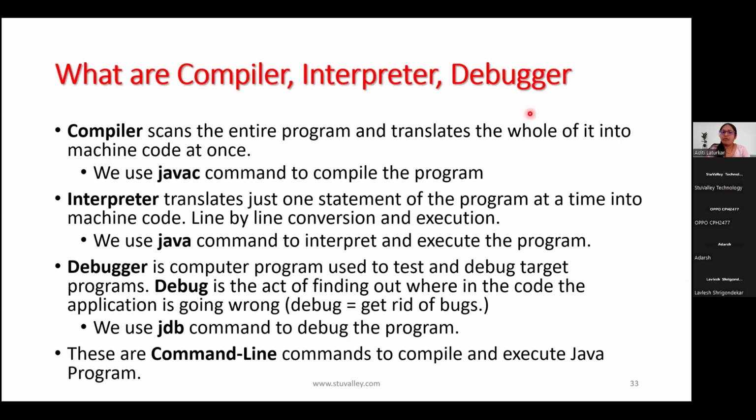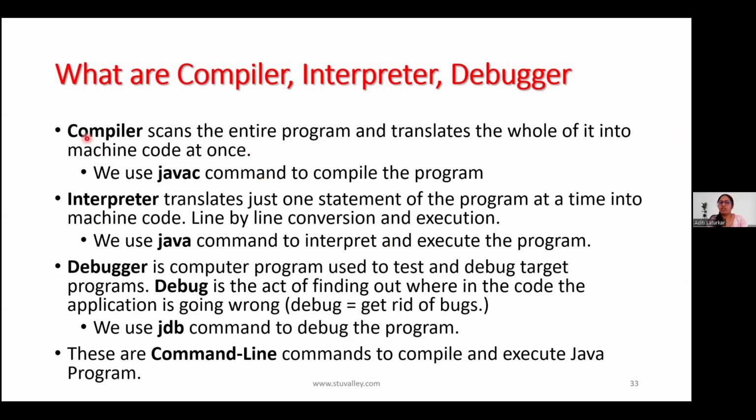It scans the entire program and translates the whole into machine code at once. And first of all, the compiler's work is to compile the program, nothing but finding the syntactical errors, if any, in your program. Next one is the interpreter.